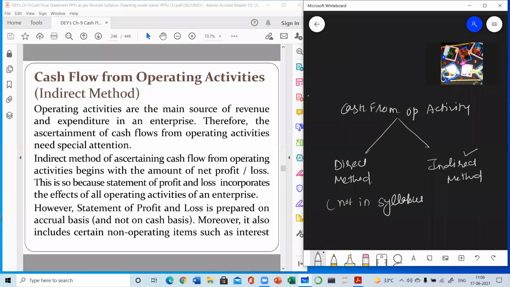Now how will the cash be calculated? By using the profits given. Profits will be given to you in the question and you have to convert the profit. You have to add some items to the profit and subtract some items from the profit so that you are able to know about the cash from operating activity. Why am I telling you this? Because profits include all types of incomes, whether operating income, financing income or investing income, and all types of expenses are excluded. Here we will be talking only about the incomes and expenses related to business operations, which means operating incomes and operating expenses.